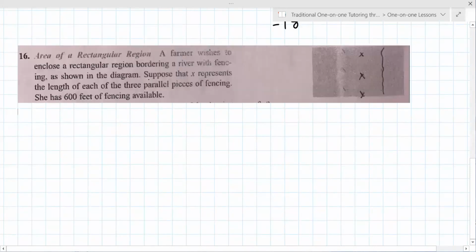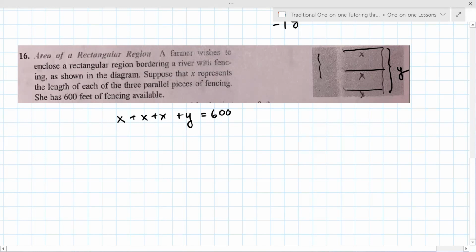Pasting this in here. So there's 3 of these. Typically we call this y. All right. So there's 600 feet of fencing available. So we know that means x plus x plus x, these 3, plus y equals 600. That's what it means there. There's no y over here because the river doesn't need a fence, because the animals won't go into the water. I guess that's reasonable.